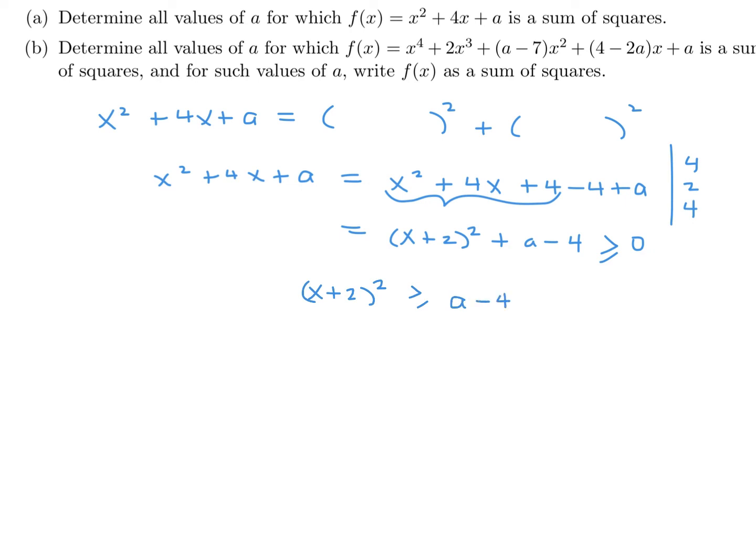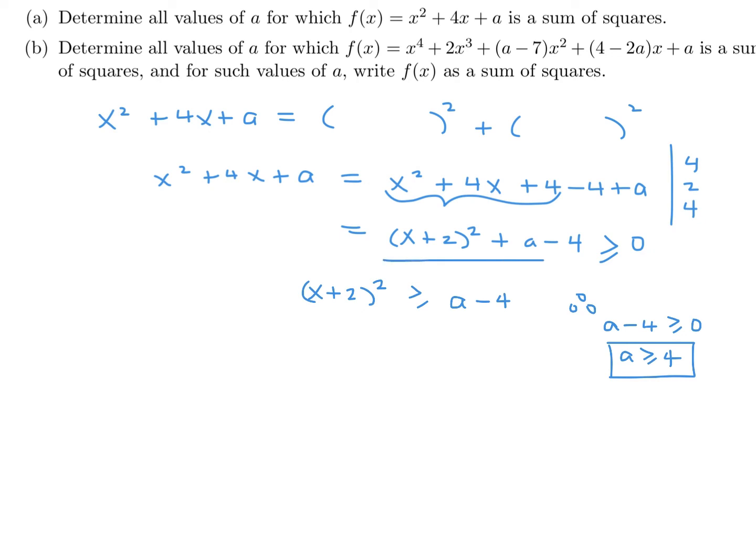But if you just look at this right here, x plus 2 squared is already positive. So that means this also must be positive. So we can really conclude that a minus 4 is greater than or equal to 0. So a is greater than or equal to 4. That's a pretty good conclusion. So I think we pretty much got it already.